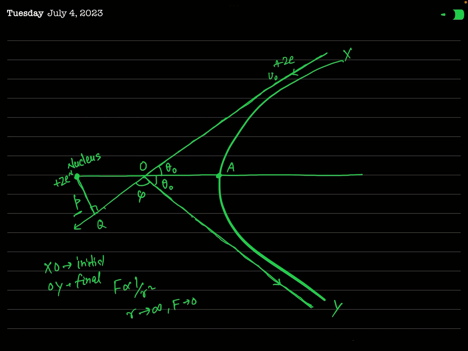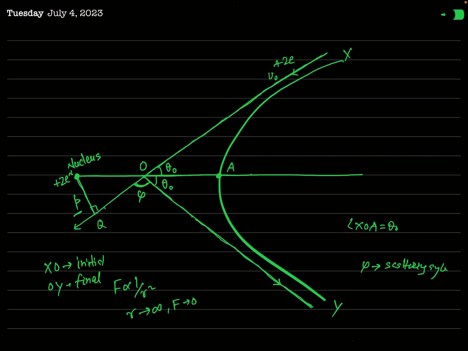So in this figure you can see that this angle phi which I have marked here is actually the angle of scattering. So phi is a scattering angle. And for calculation, I have assumed that this angle XOA is equal to theta naught. But you know that this path XAY is symmetrical about the axis of symmetry which passes through this point A.